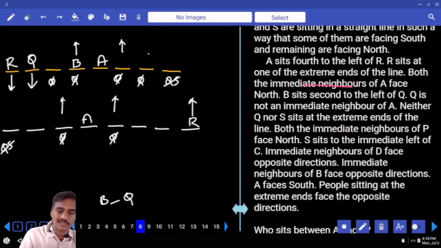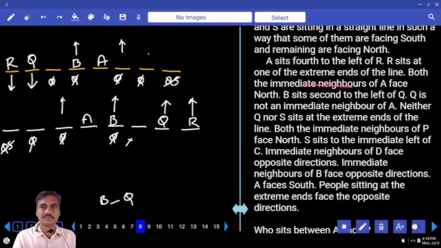And here again, now Q cannot be at this place as well, isn't it? Now Q cannot be here. What is the only possibility we have for this Q? Q is here. Then B sits second to the left of Q. Q must be facing towards north. Then now we are done with this P and Q as well.